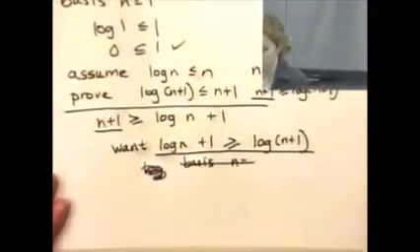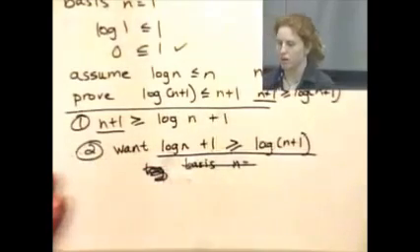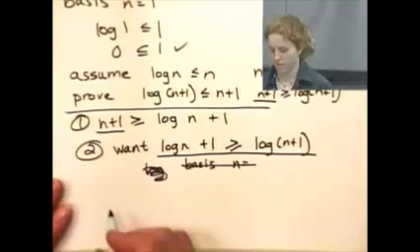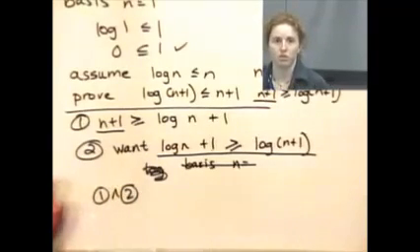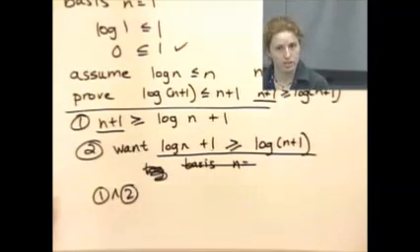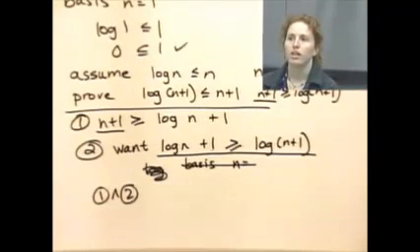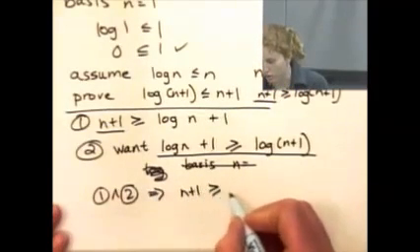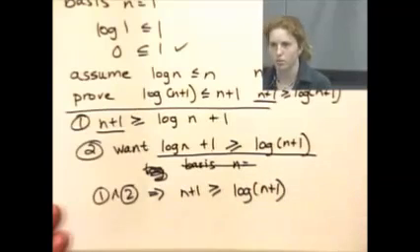So if that's true, then what? So I have this first statement here and the second statement here. If I combine those, I get what? Using something like hypothetical syllogism, kind of, or transitivity. If I know n plus 1 is bigger than log n plus 1, and I know log of n plus 1 is greater or equal to log of the quantity n plus 1, then I know what? n plus 1 is greater than or equal to log of the quantity n plus 1.